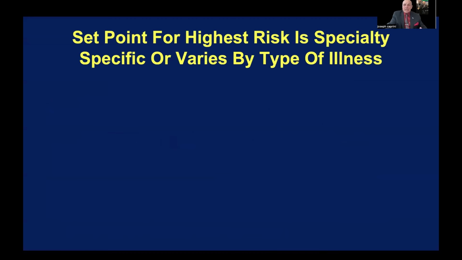The set point for highest risk also has been a subject of great debate. Initially, when the Caprini score was first suggested by CHEST in 2012.